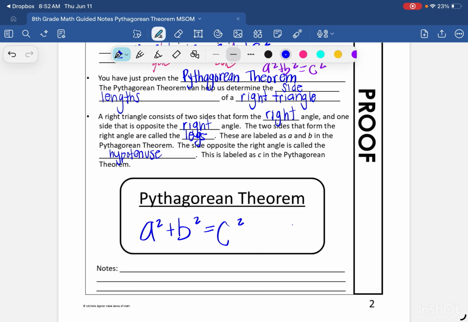And I'm just going to draw a little picture right here. If I have a right triangle, here's my right triangle, here's my right angle. I'm going to have A and B be the lengths of the sides that form that right angle, and the hypotenuse is the opposite side length, and that's labeled C.